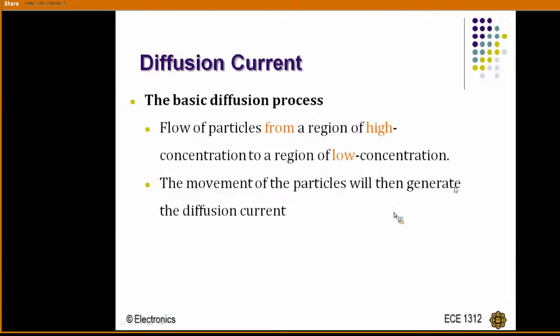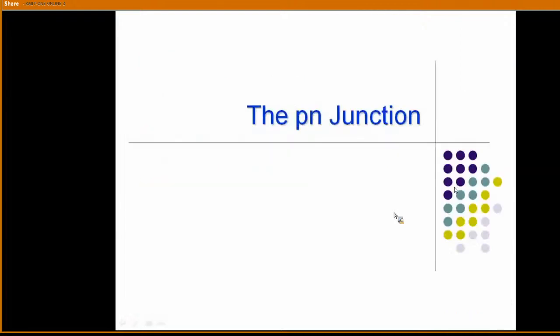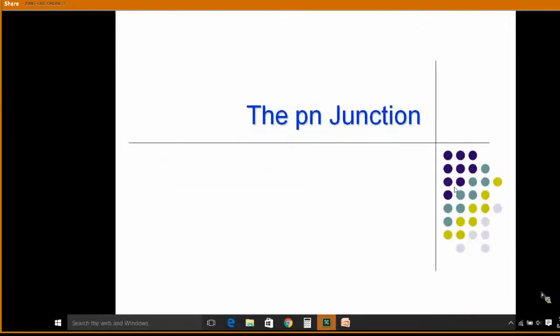I hope drift current and diffusion current will be clear to you people. Is it clear? Drift current, diffusion current, and the carriers. Shall I move on to the PN junction? Okay, right.